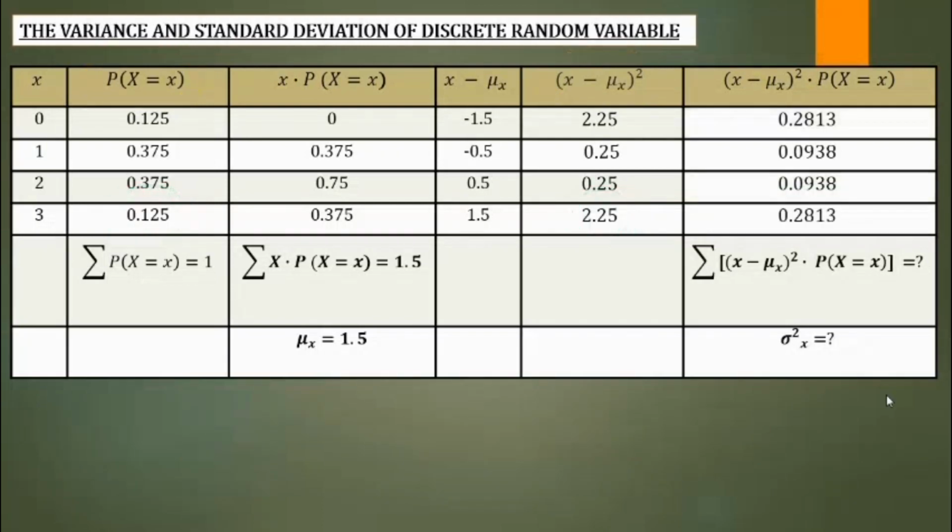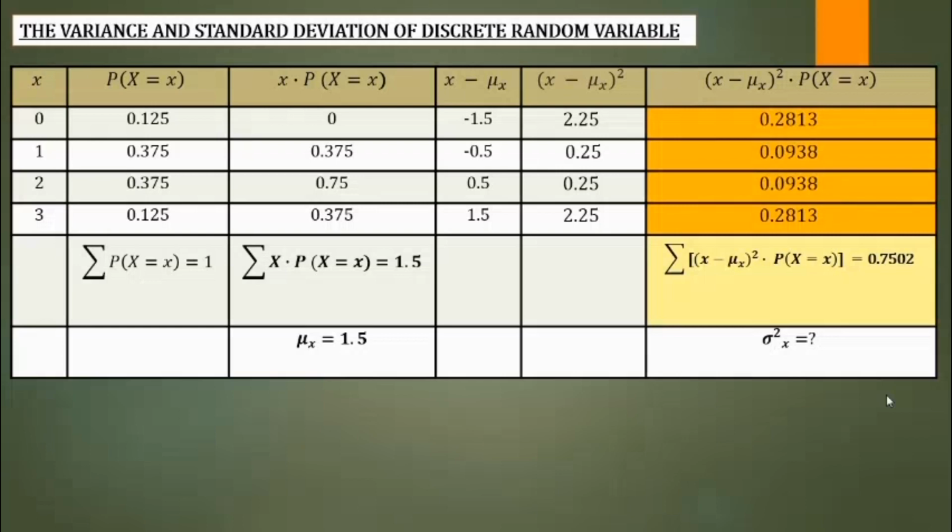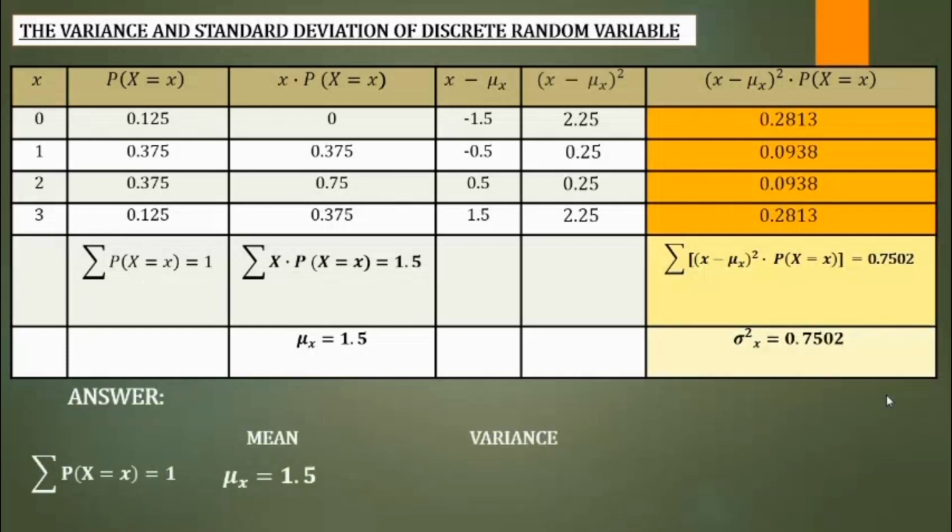So in order for us to solve for the variance, we will just be adding all the values in the last column, which is intended for the product of the squared differences between the random variable x and the computed mean, and the probability of variable x equals x. Therefore, our variance will be equal to 0.7502. So our mean is equal to 1.5, and the variance is equal to 0.7502.